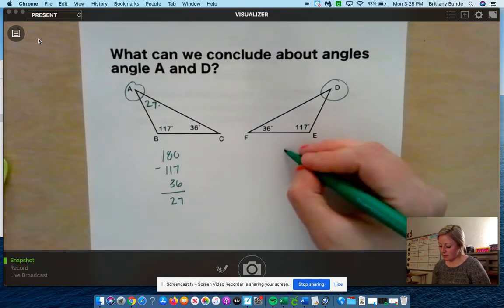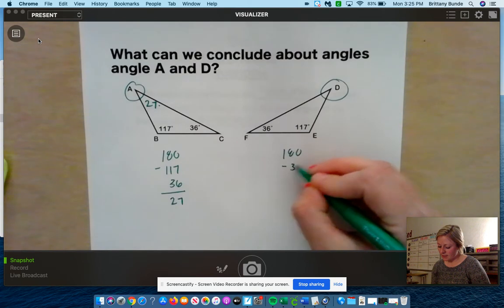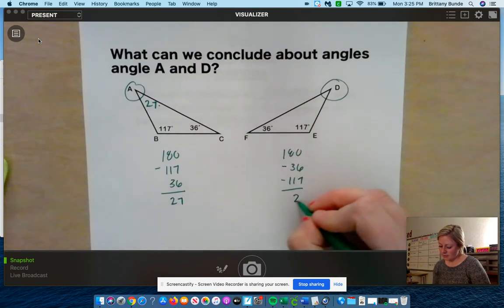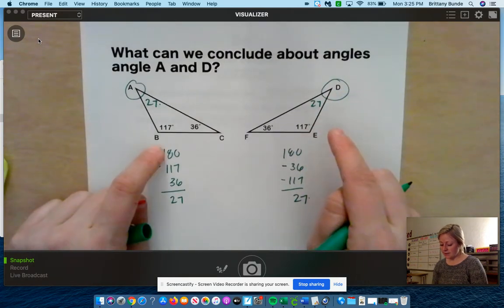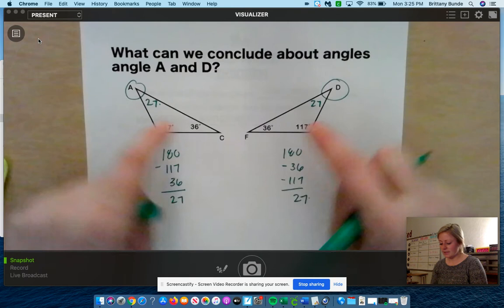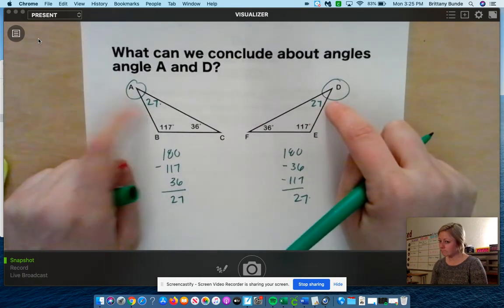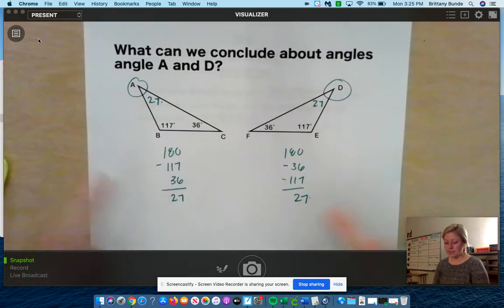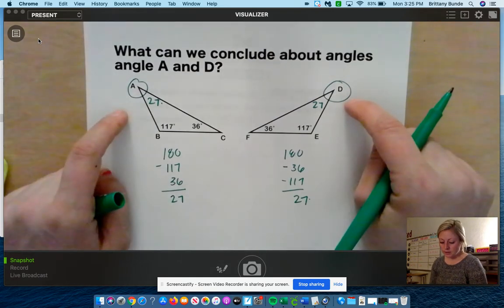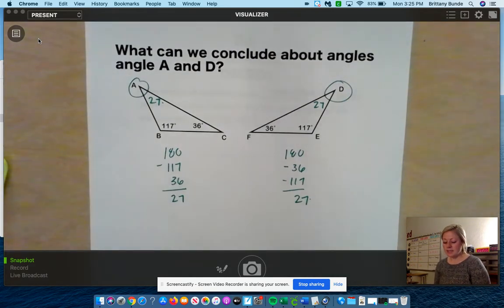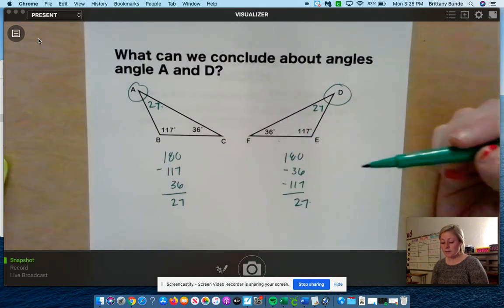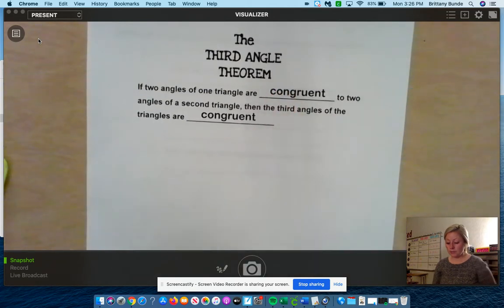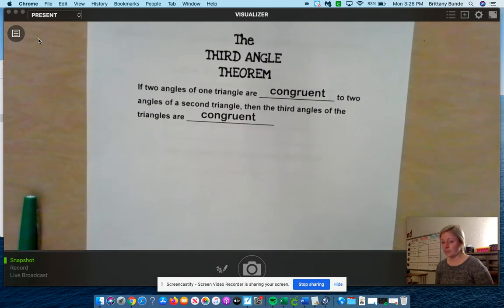And then we can do the same thing here to find D, but is it really necessary to go through that work again? Not really, because look, folks, if angle E and B are the same and C and F, by default, don't we know that A and D have to be the same? I mean, we verified it because we got 27 for both, but we didn't really need to. So if you see that you have two angles that are congruent in two different triangles, by the third angle theorem, we know by default that the third angles of those triangles are congruent.